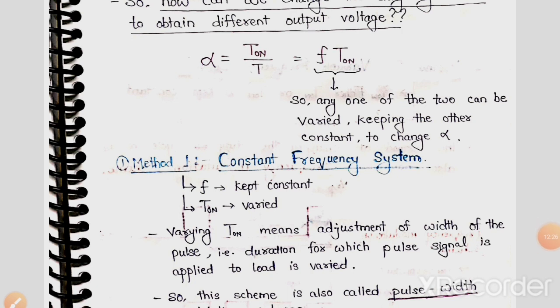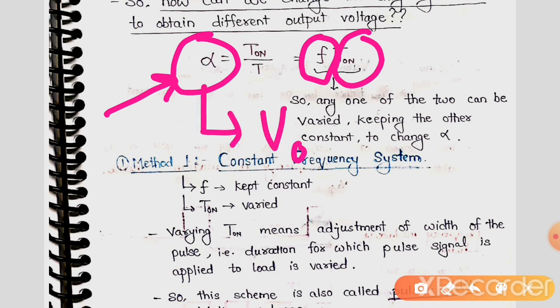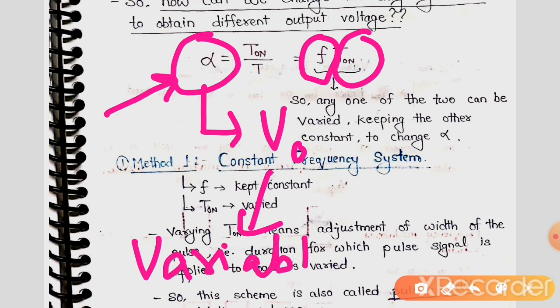So this duty cycle alpha can be changed by either changing this chopping frequency F or the turn on time. Based on this, we can have two methods of changing this alpha duty cycle. Why are we changing alpha? We are changing alpha to change this output voltage, because our aim is to obtain variable DC. We are studying this topic because our aim is to obtain variable DC.